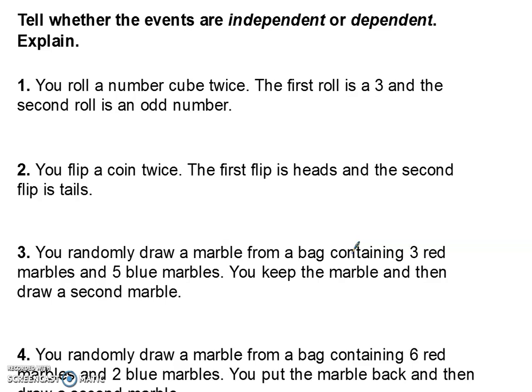So if I roll a number cube, I get a 3. And when I roll the second cube, is 3 no longer an option, or is it still there? It's still there, right? There's nothing that impacts the second roll from the first roll. These events are independent.